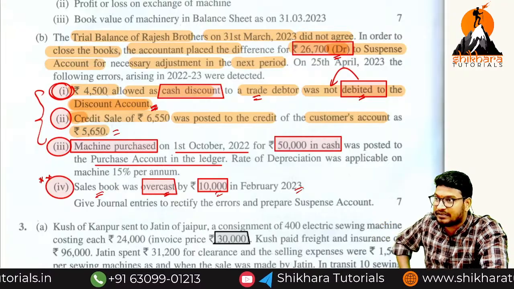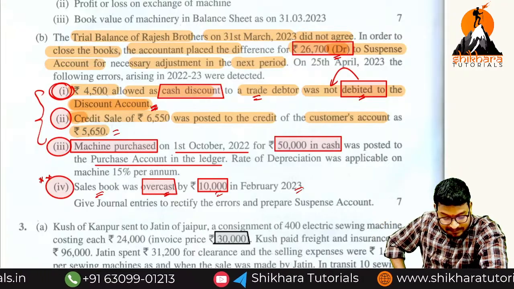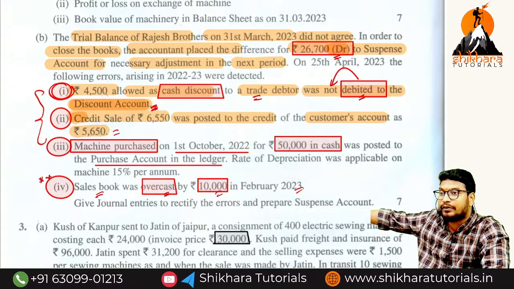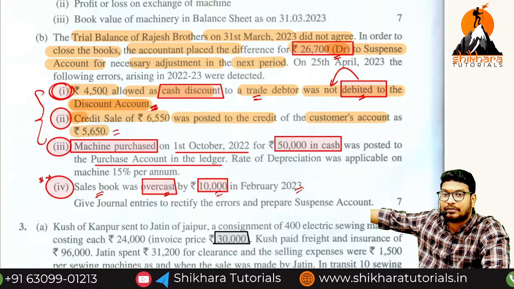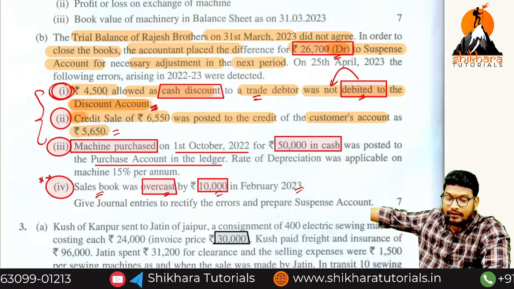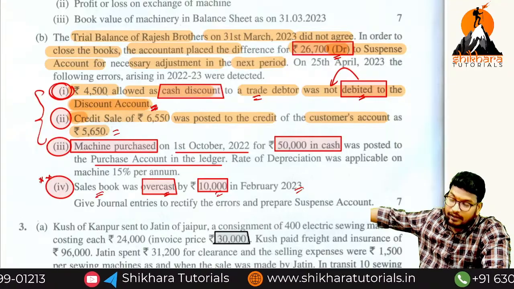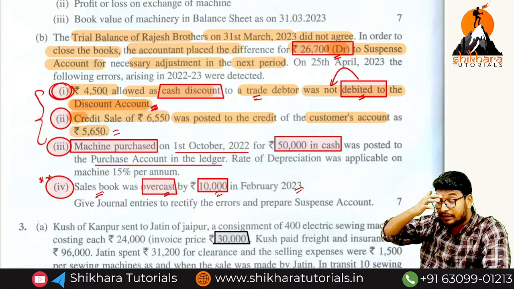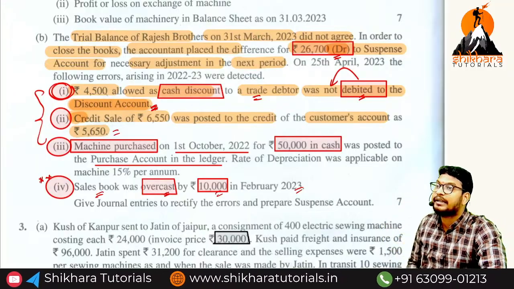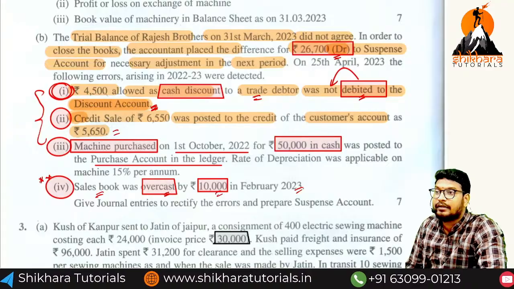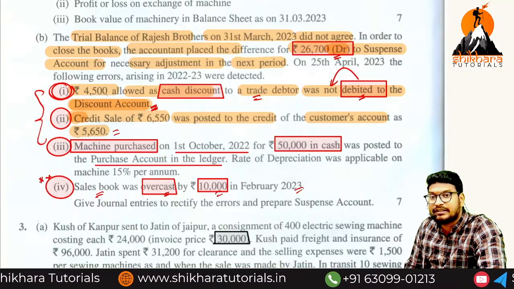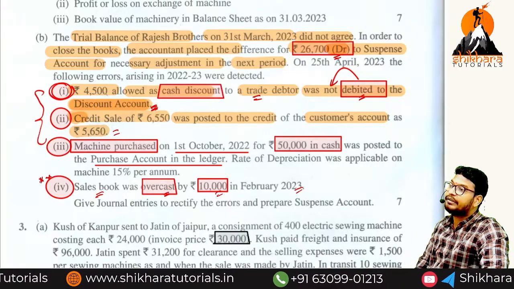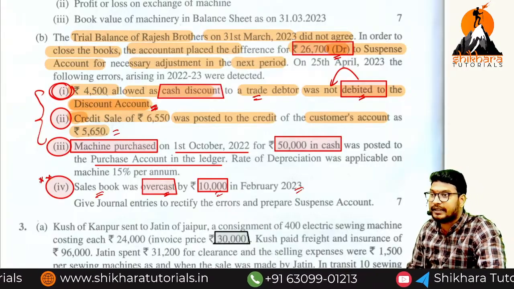What is the entry you need to pass, ma? Machinery account debited to suspense account. And again we need to do what, ma? Depreciation on that. We are recording the machinery account; till now we are having the purchase account. What is the rectification entry? Machinery account debited to purchase account. Now we have recorded the machinery account. If you apply the depreciation on that, what is the entry? Depreciation account debited to machinery account. What is the percentage, ma? 15%. 50,000 into 15% is 7,500.